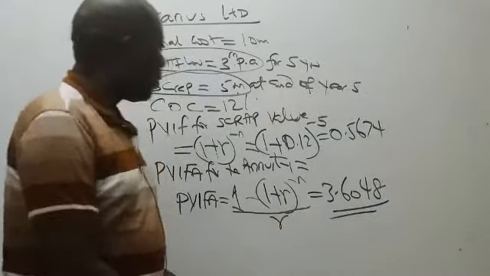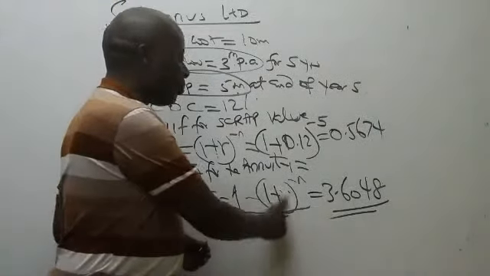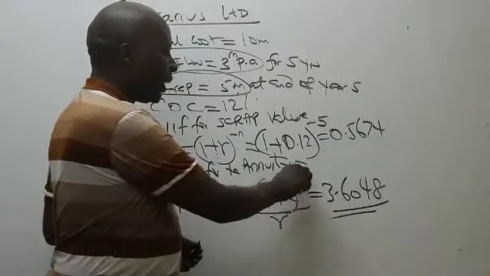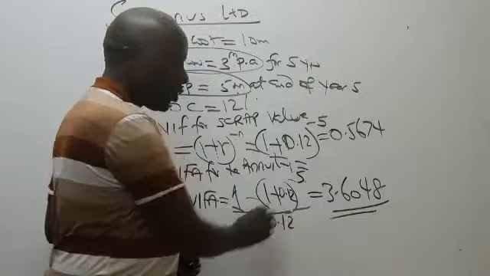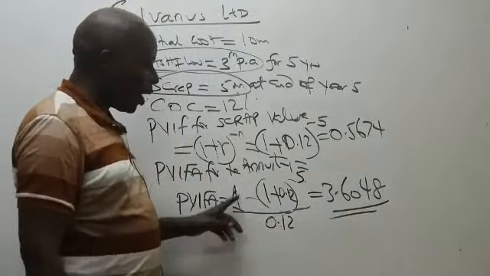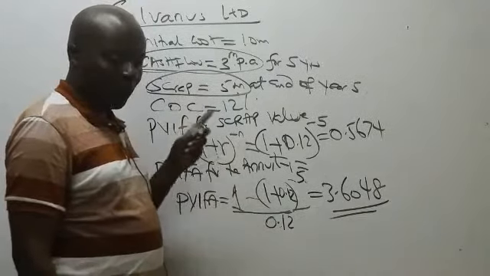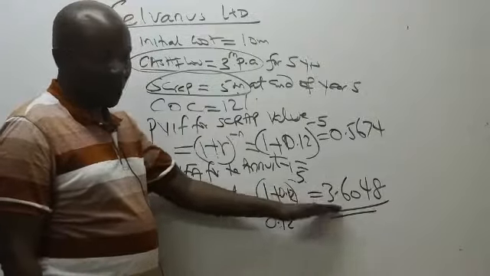Great. So remember what they've just done. They've taken 1 minus 1.12 raised to minus 5, divided by R, which is 0.12, and they got 3.6048.